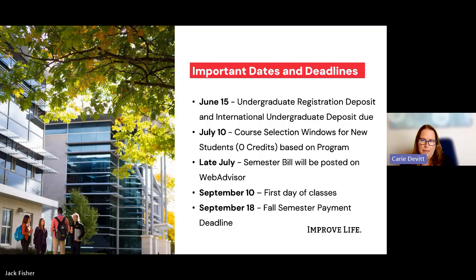The payment of $500 for domestic students does need to be processed before you can access registration. You'll know it's processed because you'll be able to see it as minus $500. A credit to your account of $500 needs to appear before you'll be able to access registration. Then that deposit will come off of the total amount due for your fall semester. So the semester bill posted on WebAdvisor in late July takes into account the deposit that you'll have already paid. September 10th is the first day of classes.